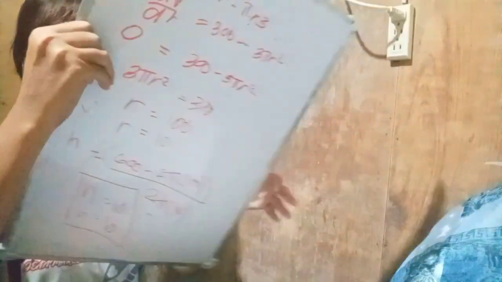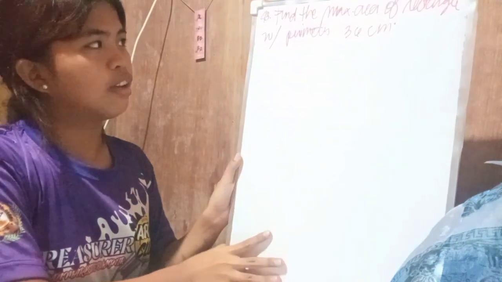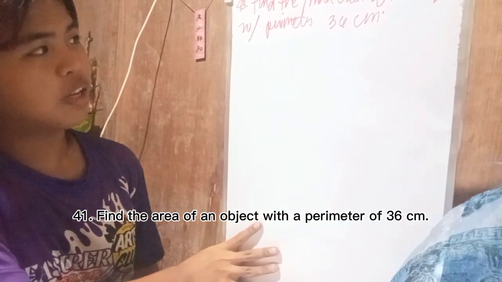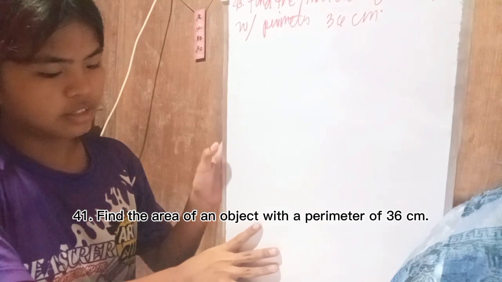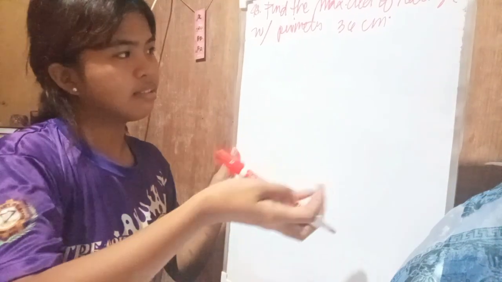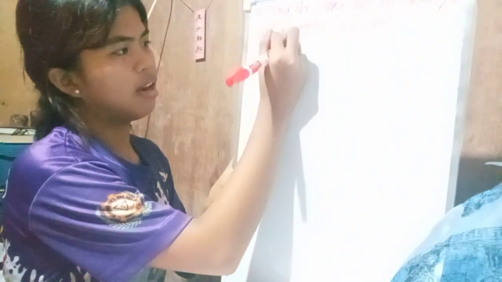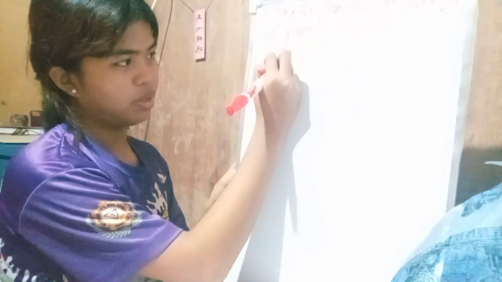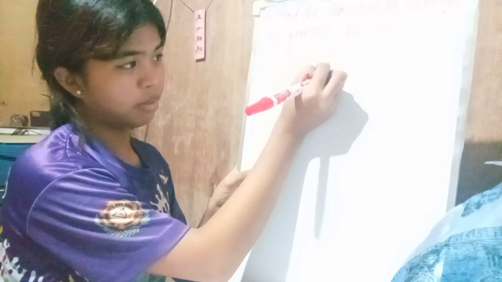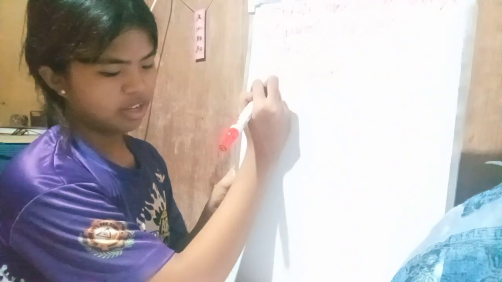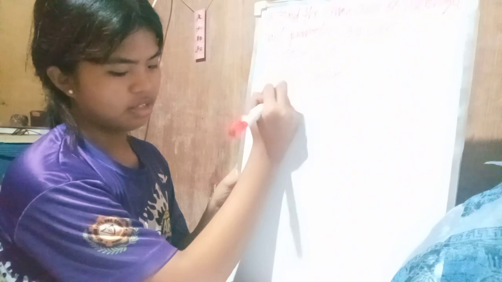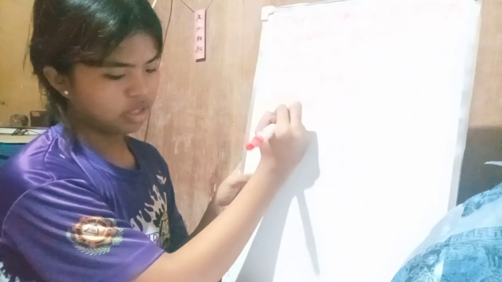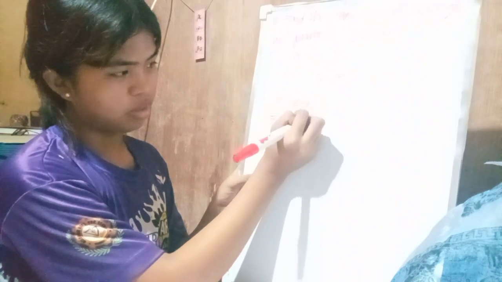So, now let's go to 43. Find the maximum area of a rectangle with a perimeter of 36 centimeters. So, let x be the length, and the width will be 18 minus x. So, the area is x times 18 minus x. So, that is 18x minus x squared.